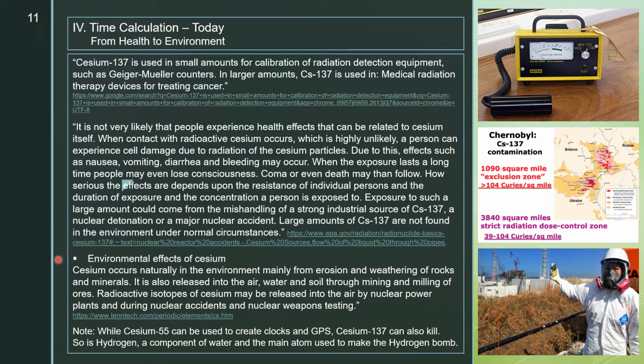Environmental effects of cesium. Cesium occurs naturally in the environment mainly from erosion and weathering of rocks and minerals. It is also released into the air, water, and soil through mining and milling of ores. Radioactive isotopes of cesium may be released into the air by nuclear power plants and during nuclear accidents and nuclear weapons testing. Note, however, that while cesium-55 can be used to create clocks and GPS, cesium-137 can also kill. So is hydrogen, a component of water, and the main atom used to make the hydrogen bomb.